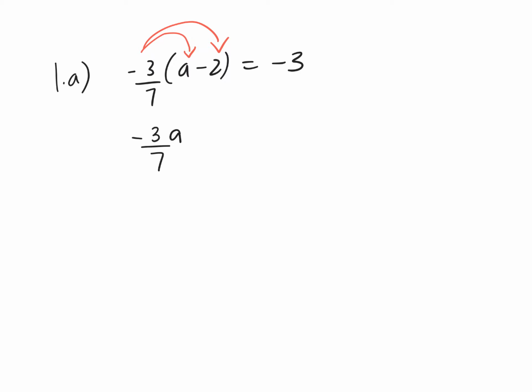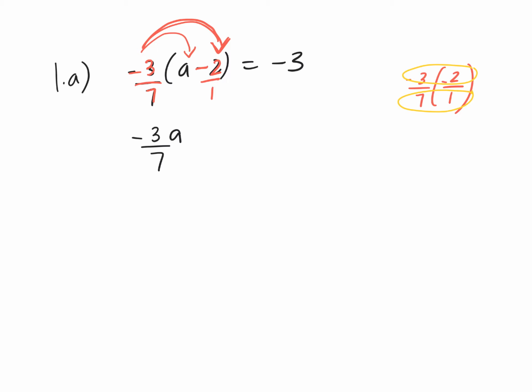What is negative 3 over 7 times negative 2, put that over 1. It's a fraction. We're multiplying fractions. How do you multiply fractions? Numerator times numerator, denominator times denominator.